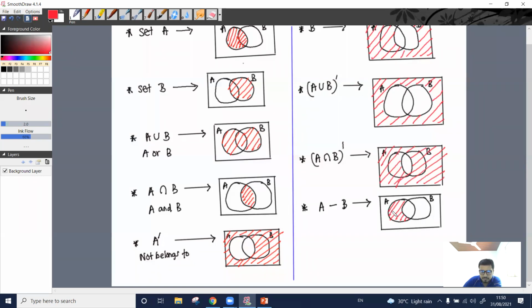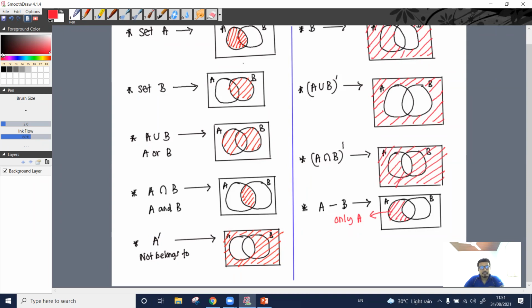What? This is what? The area belongs to A minus B. In words, how we can say this? The area belongs to only A. The area belongs to only A. A only.